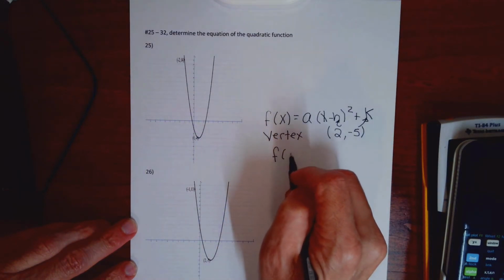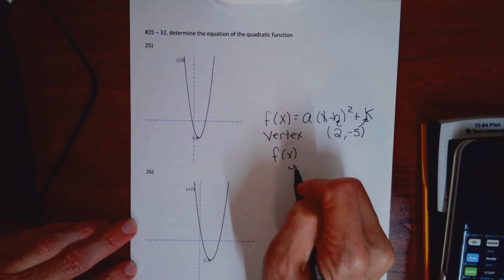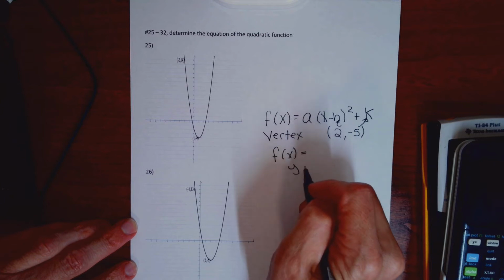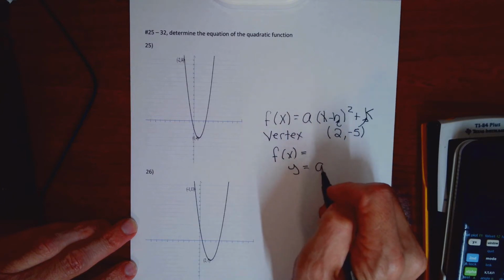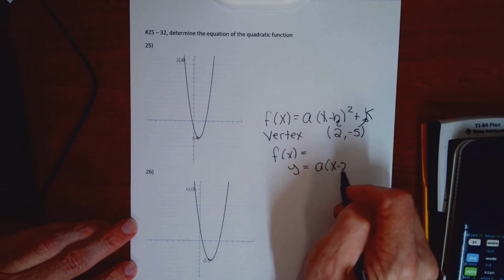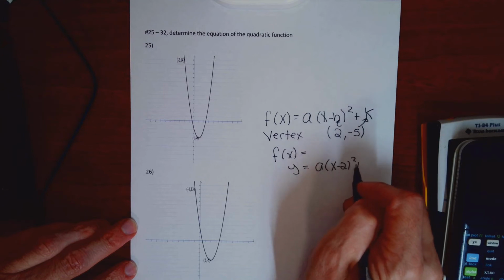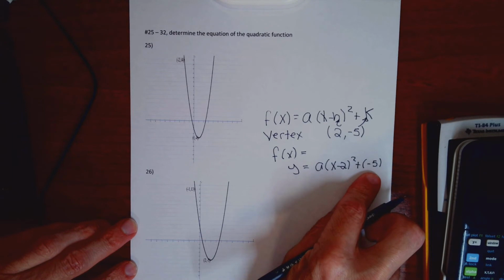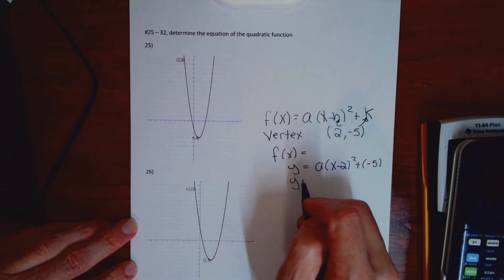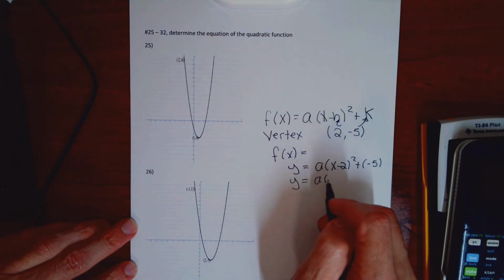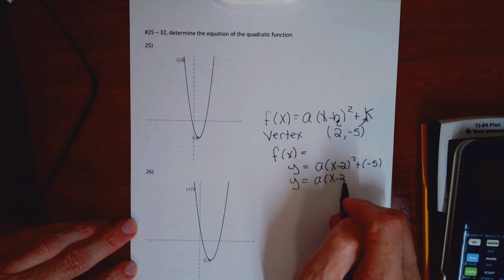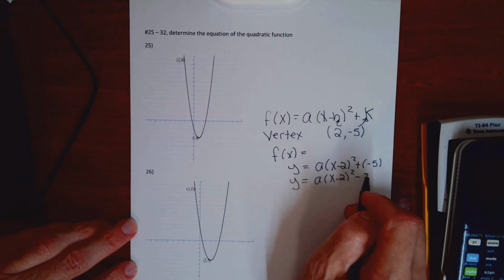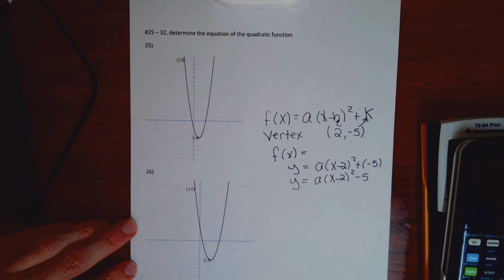This is going to give me f of x, which I can think of as y, equals a times (x minus 2) squared plus -5. And this plus or minus can always be changed to just a plain ordinary negative. So that parabola that I have graphed on the screen, that's basically what the equation has to look like. It has a vertex of (2, -5).